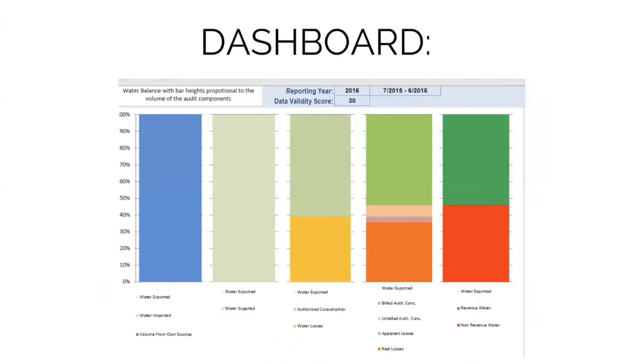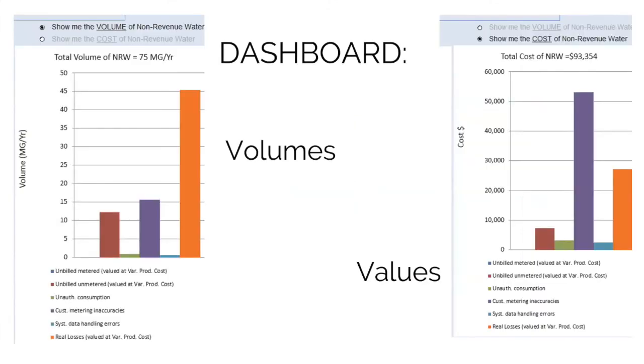There's also a dashboard which provides a graphical representation of the water balance, moving from left to right, again, with the water supplied to your system on the left-hand side and whether that water generates revenue on the right-hand side. These obviously will look different for every system. Also, as part of the dashboard, are provided 2 graphs, one of volumes of water in each of these non-revenue categories and one with values.